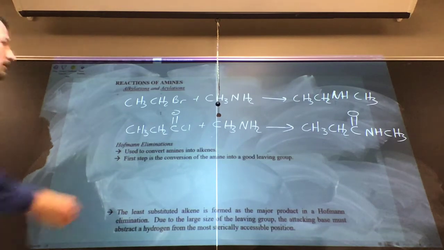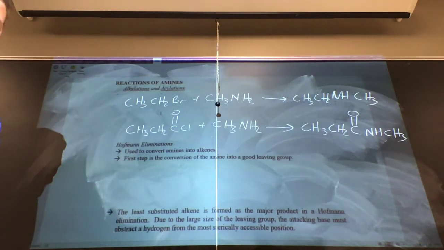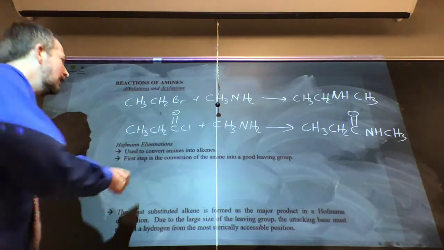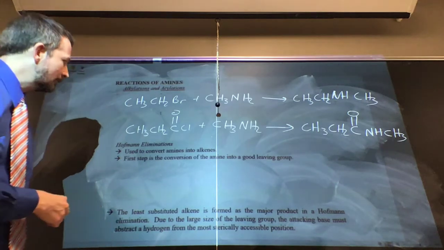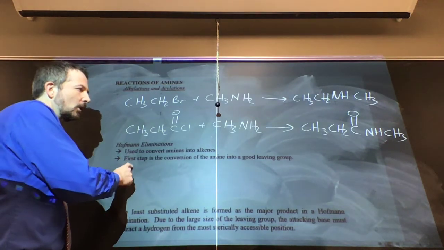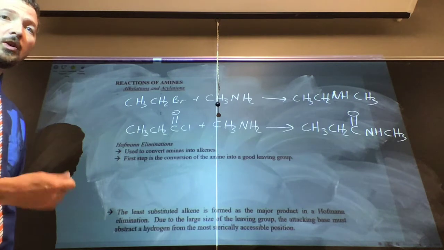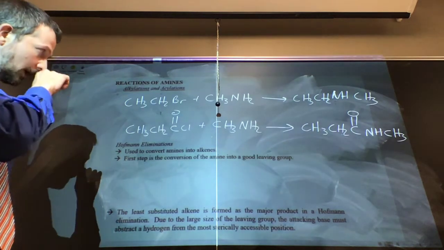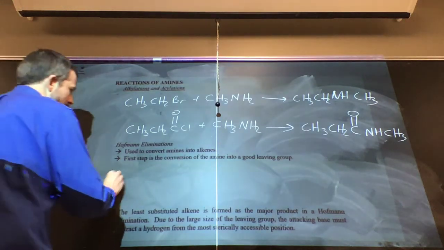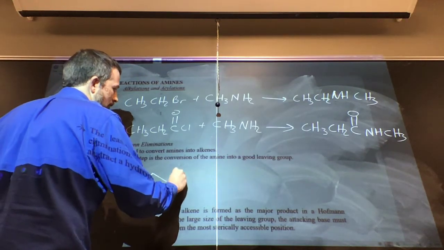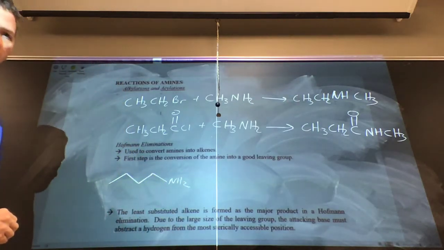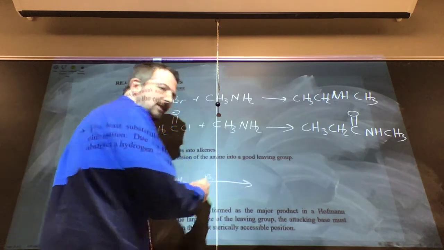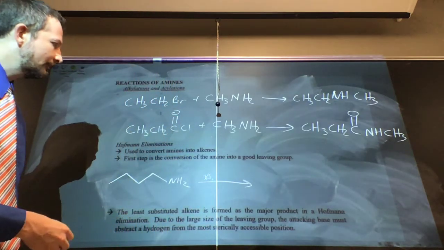Now we talked about the multi-alkylations that you can see. There's actually a reaction that takes advantage of this multi-alkylation, and that's what's known as a Hofmann elimination. The first step is the conversion of the amine into a good leaving group, and you do that by reacting it with an excess of your alkyl halide to get it to react multiple times. So I have my amine, and I'll react that with an excess.